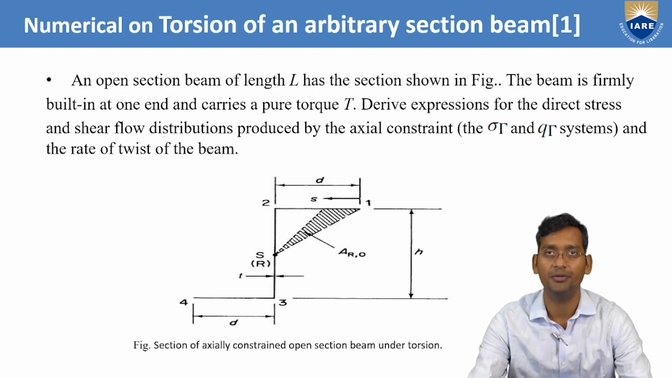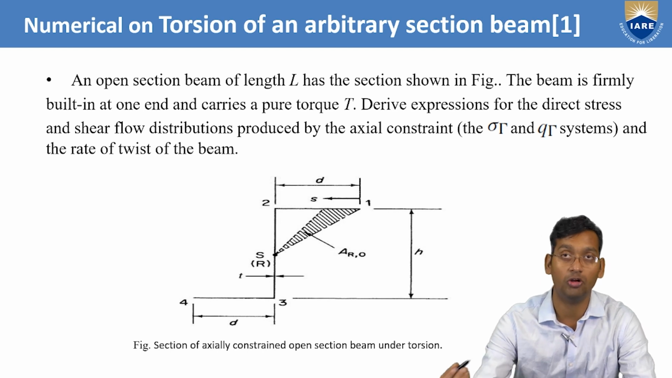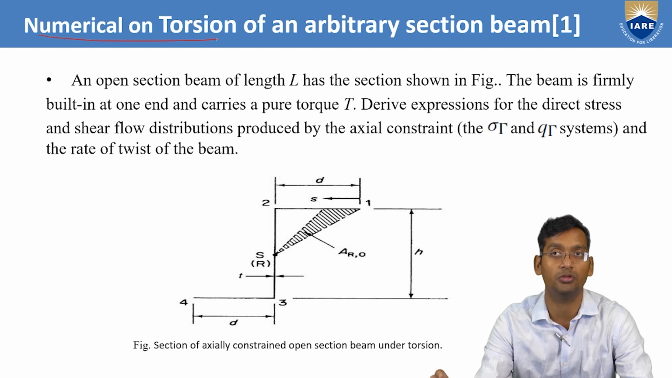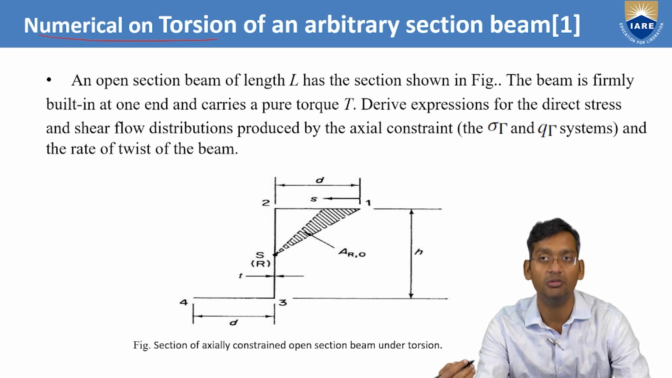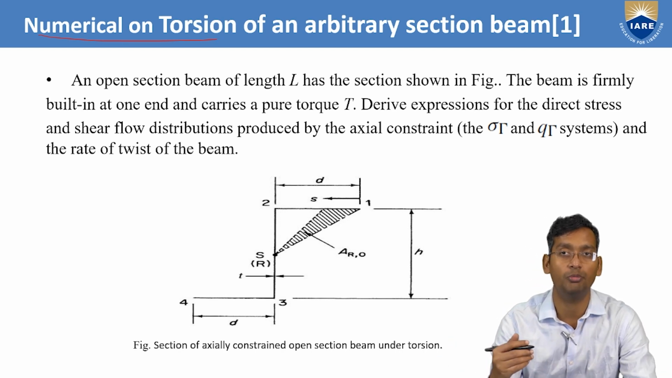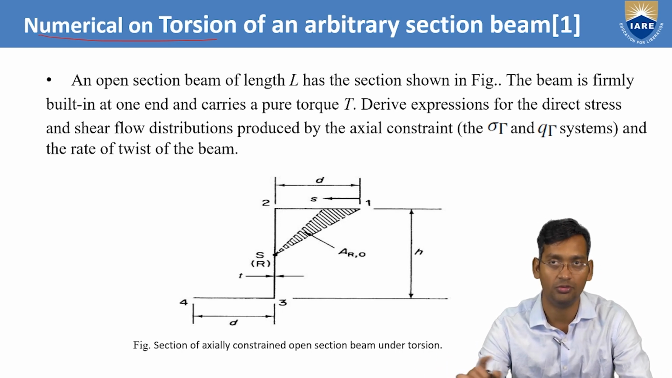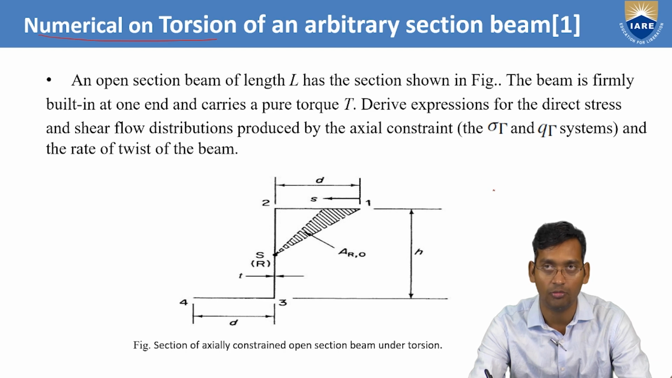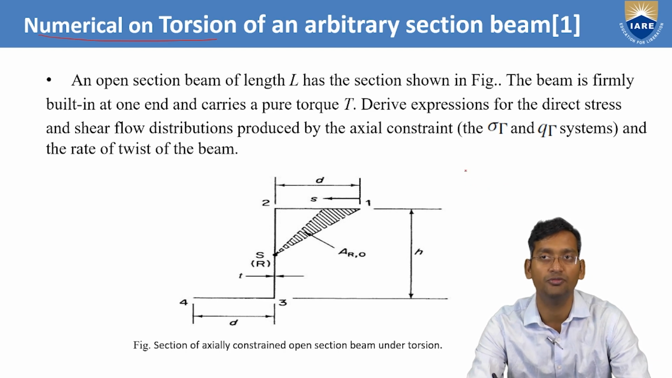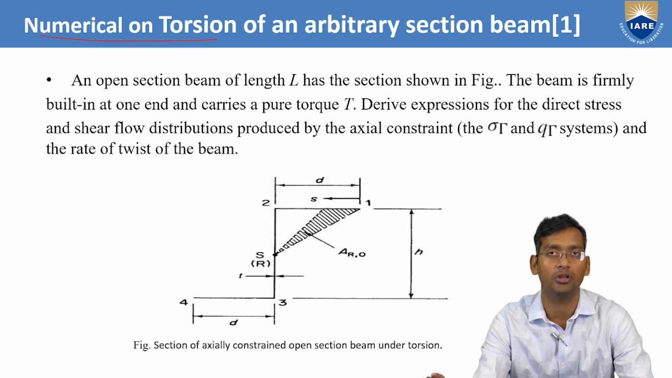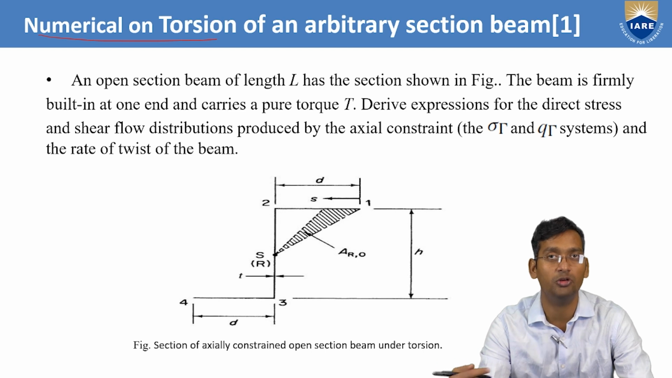Now just see this one. Based on this, the same numerical will also be there. That's why I mentioned here numerical on torsion, so don't get confused with this. That is the derivation, and with that derivation they will give some values that you have to put. If a direct numerical is there, then there is no need to derive this. Simply write whatever formula we derive, substitute the values and solve for the answer. That's all. No need to derive. If they ask for the derivation, then only you have to derive.